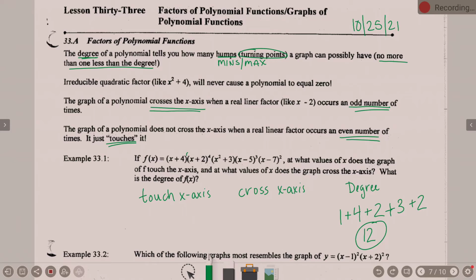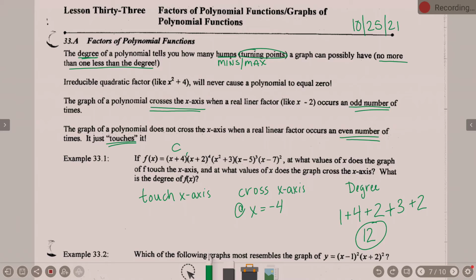What do you know about x plus 4? It's got a power of 1. So what's this going to do? It's going to cross. We're going to cross the x-axis there. At what value are we crossing the x-axis? Solve that, set it equal to 0 and solve it. So we're going to cross the x-axis at x equals -4.